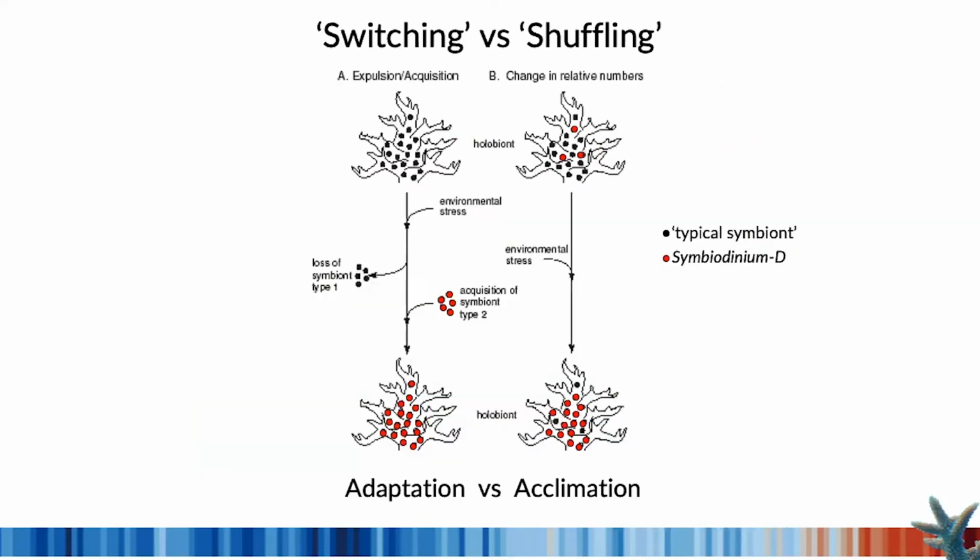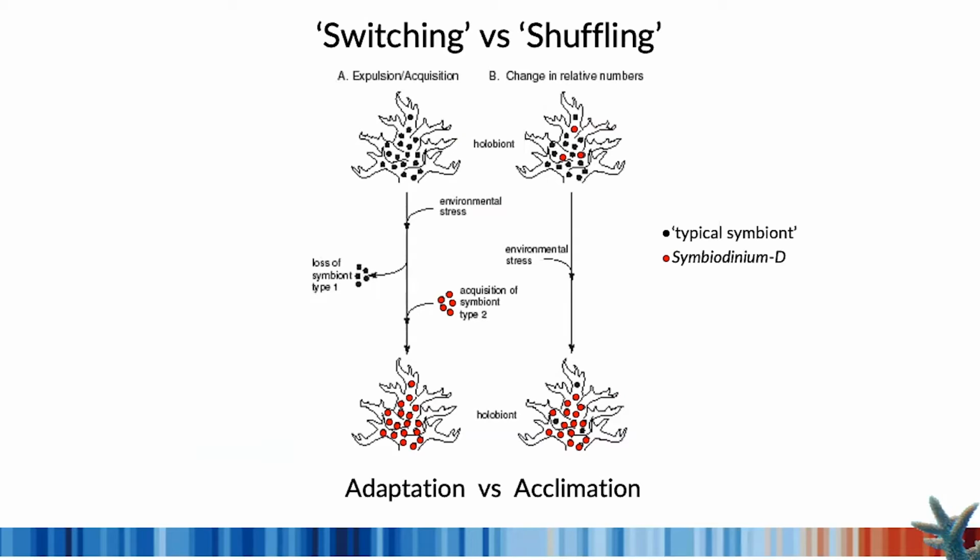Because if this is the whole switching versus shuffling, if a coral expels its symbionts because of environmental stress and they acquire a new symbiont, well, that's adaptation. And it's basically unlimited in the new combinations or genotypes that can happen in the holobiont. We know that there's thousands, if not tens of thousands of different species. So if you were to say that every host taxa could associate with any one of those species, well, the implications for adaptation are almost endless.